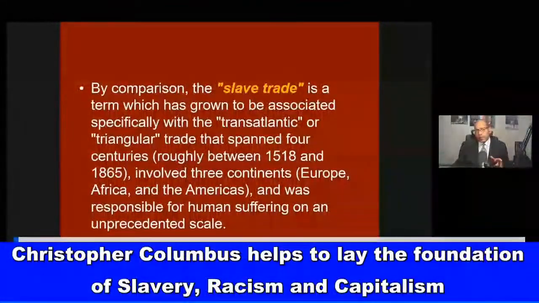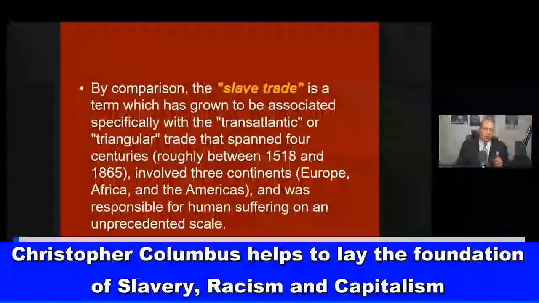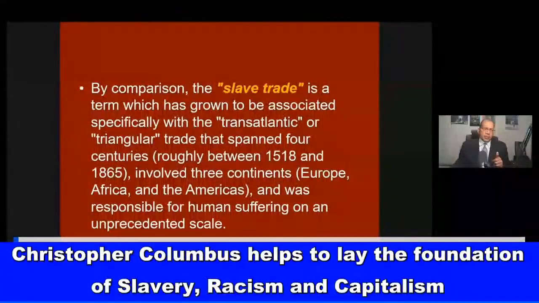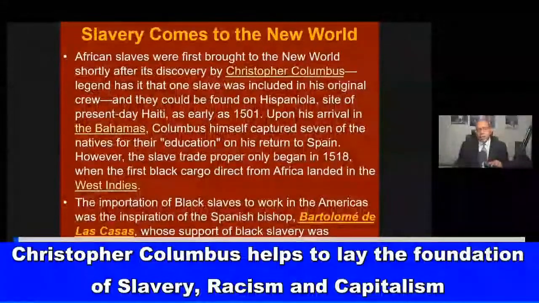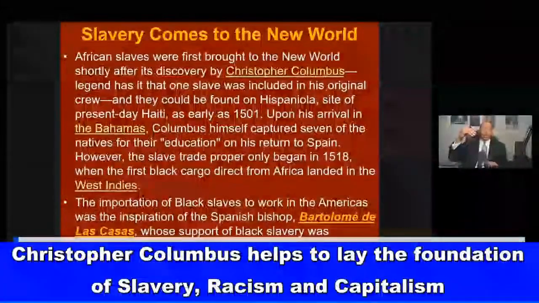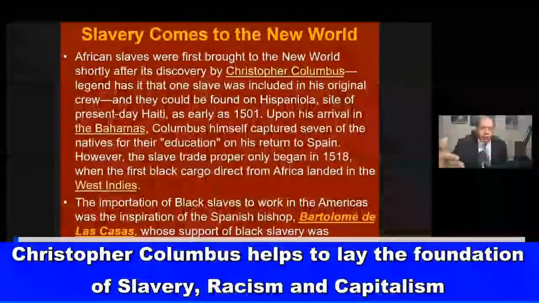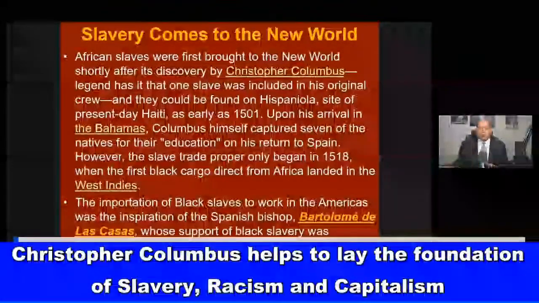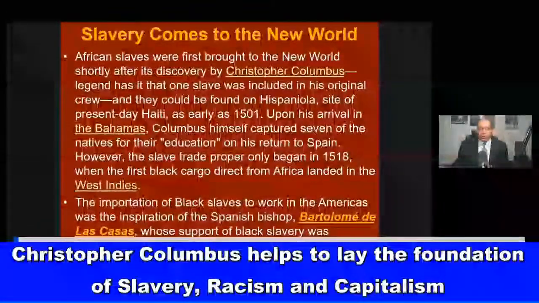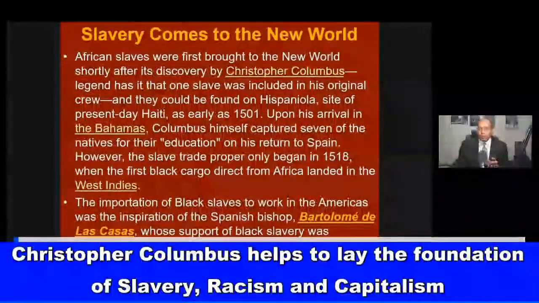Now Brazil doesn't abolish slavery until 1888. 1865 is when it is abolished in the United States, but Cuba abolishes it in 1886, and it's 1888 in Brazil. Now, slavery comes to the New World. African slaves were first brought to the New World shortly after the discovery by Christopher Columbus of the so-called New World.